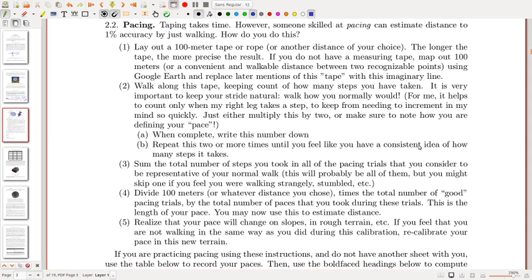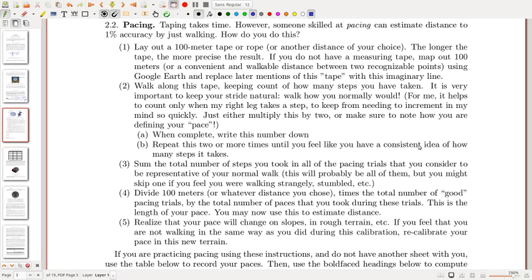So taping is accurate, but it has one disadvantage in that it takes time to string that out and hold it and keep it tight and making sure that you know exactly where it is. And so if you're trying to measure just distance across the surface, pacing is really useful. And someone who's skilled at pacing can actually estimate distance to about 1% accuracy. And you can do it by just walking and counting your steps.